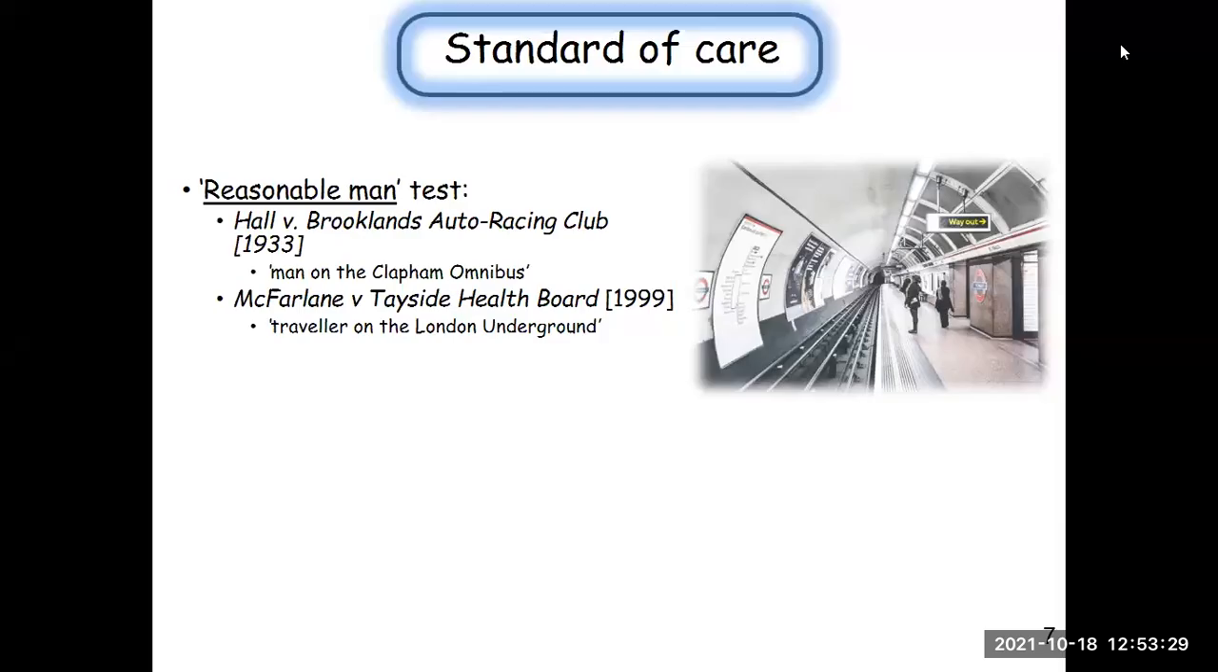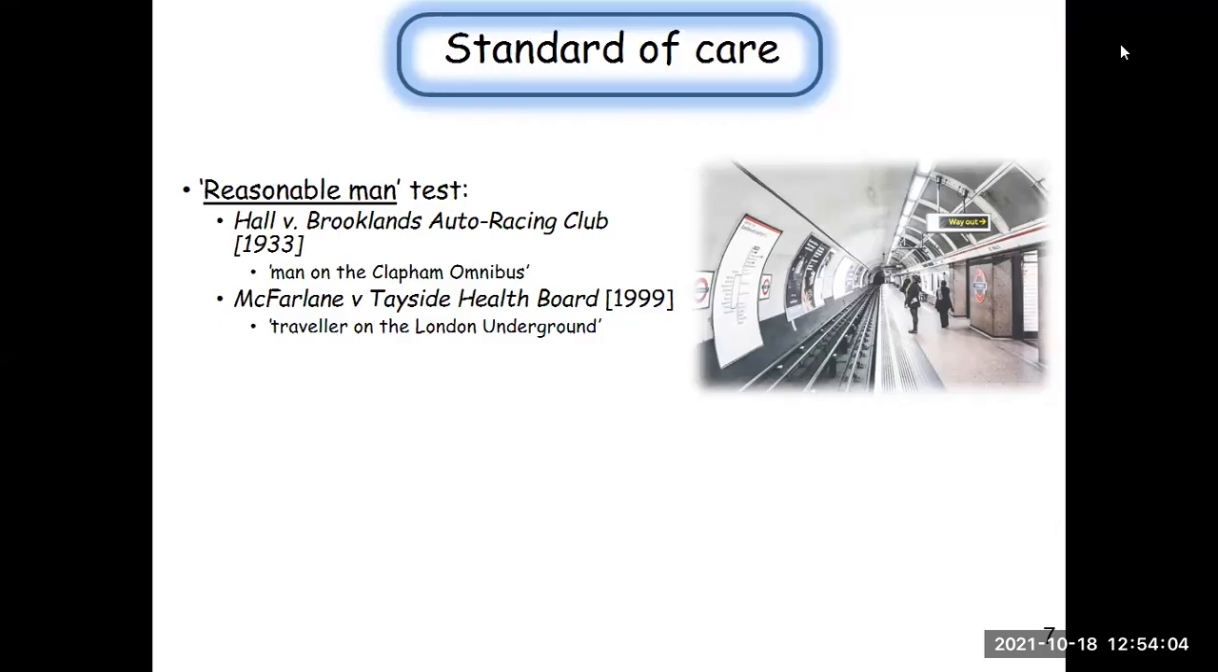This creature of fiction, this mythical person, what is he or she like? In 1933, you can go and have a look at that case. It's quite interesting to see what the notions in 1933 were of what an average ordinary person is. It's a person that's not a genius, but also not an idiot. And they actually use these terms in the case. So it's a person of reasonable intelligence, your average person.